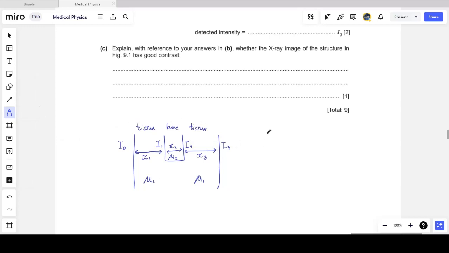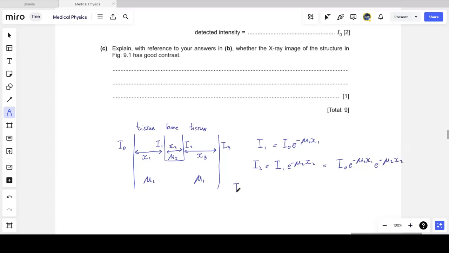So this is going to be a little bit mathematical, but I1 would be I0, what goes into the soft tissue, I0 e to the minus mu1 x1, and then I2, the incident intensity for the bone, would be I1, what's going into the bone, e to the minus mu2 x2, and I can write I1 in terms of what I have above, so it's I0 e to the minus mu1 x1 times e to the minus mu2 x2.